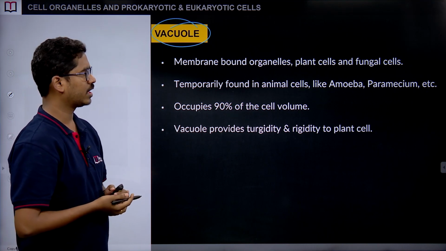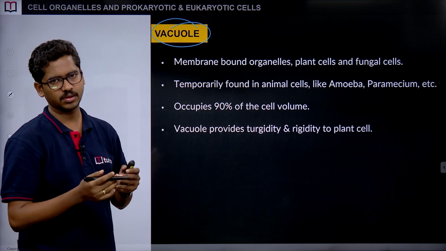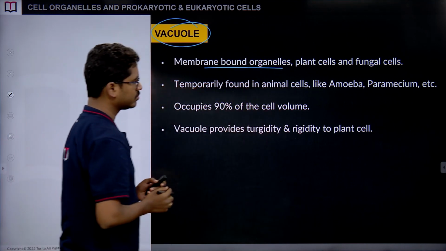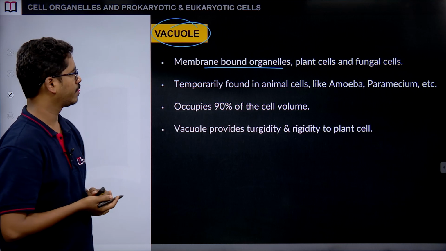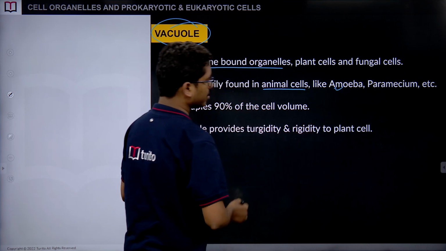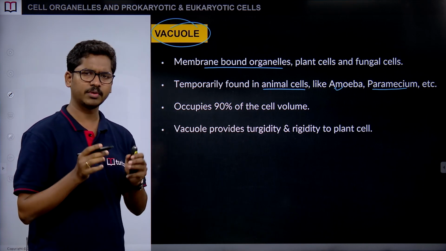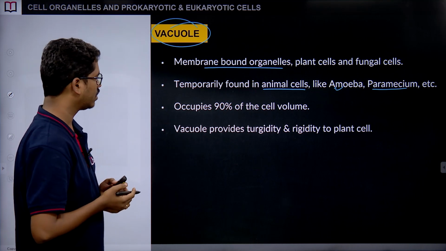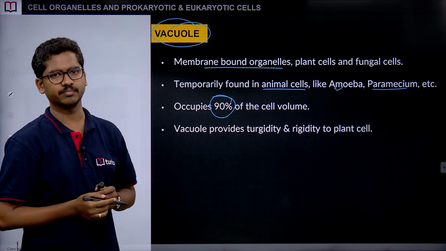Following that, we also find it in fungal cells, and we also find it in animal cells on a temporary basis. Now, these are membrane bound organelles. So, just like many other organelles, even this particular vacuole is covered by a membrane. They are temporarily found in animals, as we all know, in animal like organisms like amoebae, paramecium, euglena, stentor, there are so many. They may be found for a limited period of time, that is the reason for them. And the vacuole occupies 90% of the cell volume.